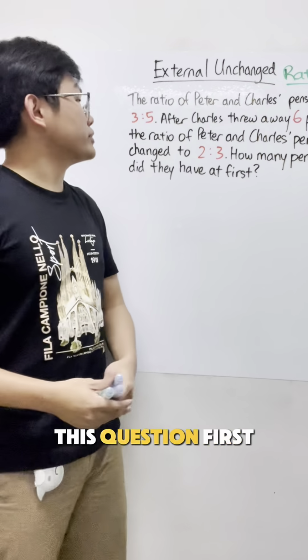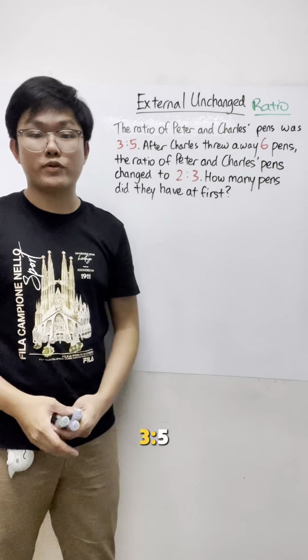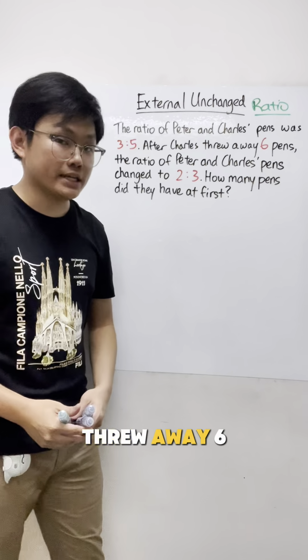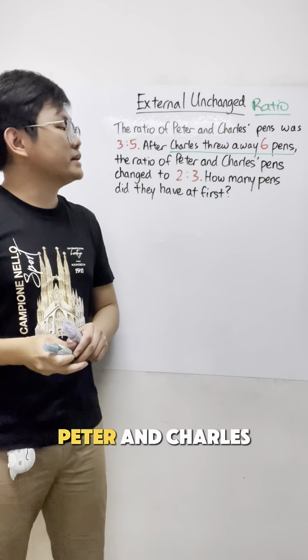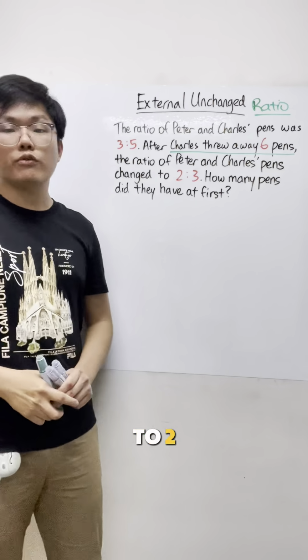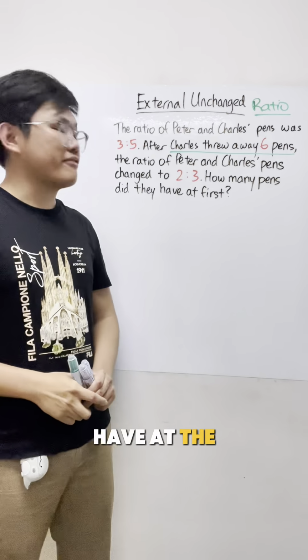So let's read this question first. The ratio of Peter and Charles' pence was 3:5. So after Charles threw away 6 pence, and this is going to be one of the key points that we have for this question, the ratio of Peter and Charles' pence changed to 2:3. So how many pence did they have at the beginning?